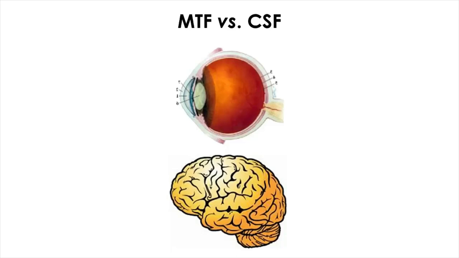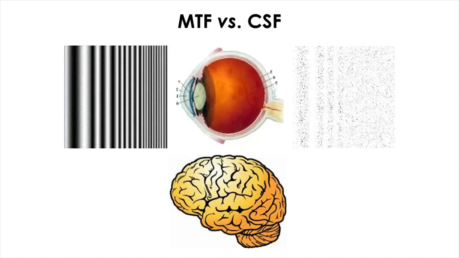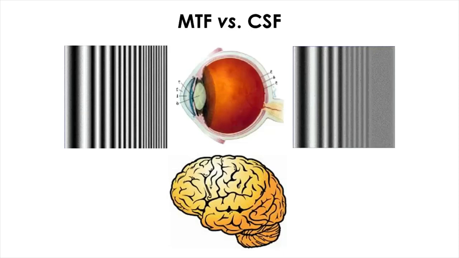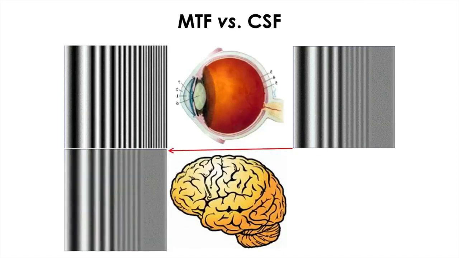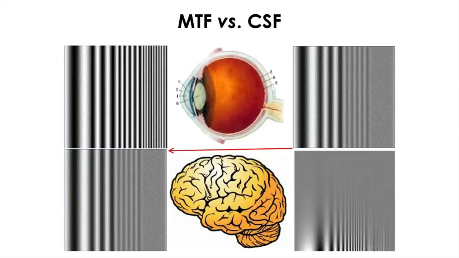So here's a quick illustration to show the differences in modulation transfer function and contrast sensitivity function. When the 100% contrast image passes through the optics of the visual system, there's virtually no loss in contrast at the lowest spatial frequencies, and the contrast loss is greater at higher spatial frequencies. As you can see, there's really no loss around the low spatial frequency region, but the loss is mostly coming from the high spatial frequency region. Now, this attenuated image after the eye is subject to further neural processing, and the final output of the visual system is the contrast sensitivity function.